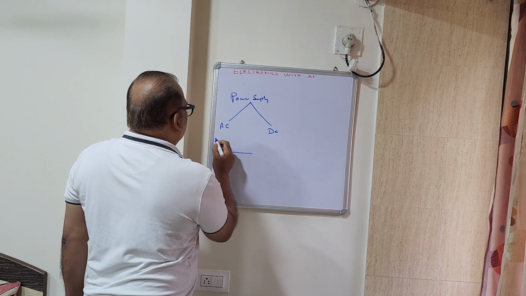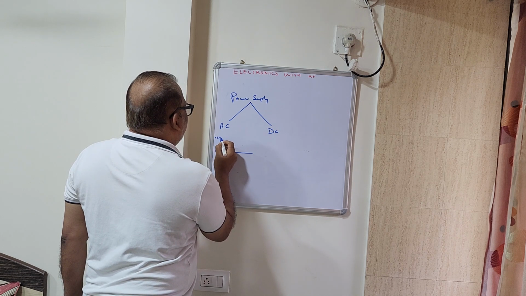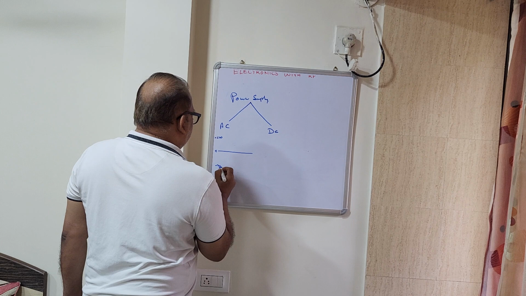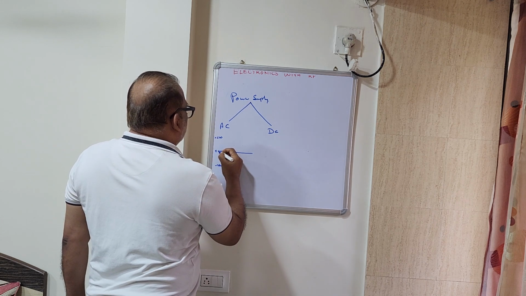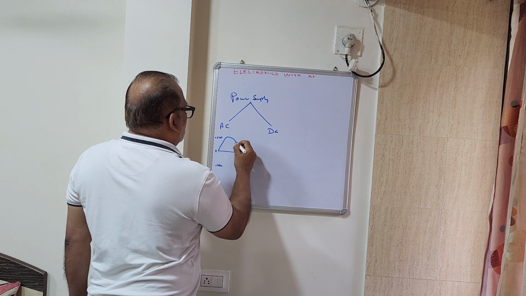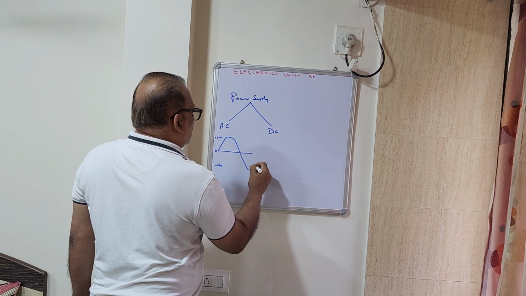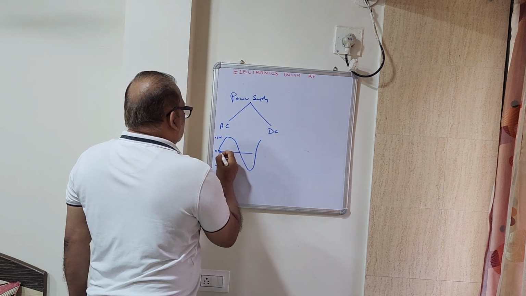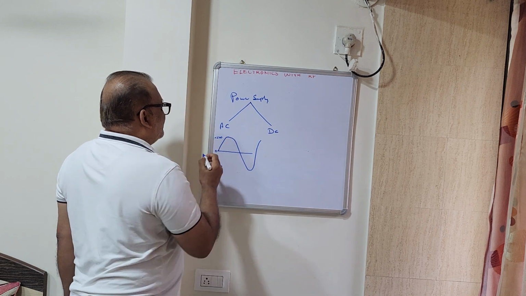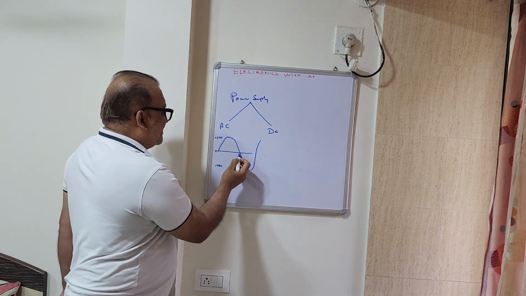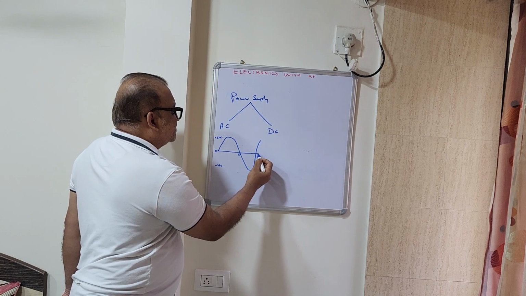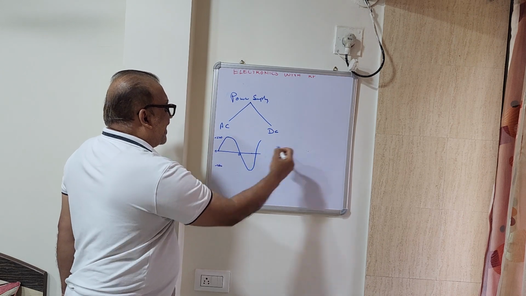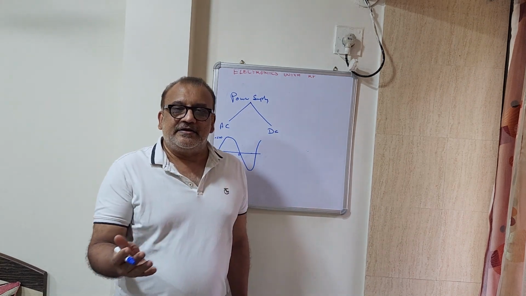This is 0, this is 220, this is minus 220. So the voltage starts from 0. From 0 it goes to a peak of positive 220, then it comes back to 0, then it goes to a negative of 220, then it comes back to 0. So this keeps on happening. This is known as alternating current or AC.